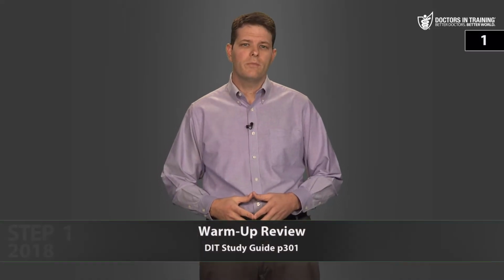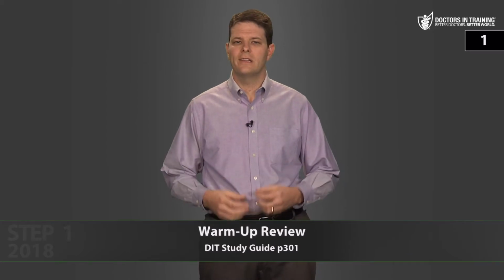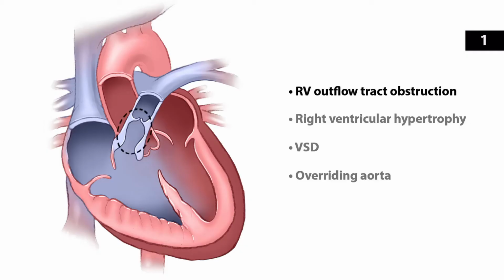This is the warm-up for reproduction 16. First question, what are the defects in tetralogy of Fallot? So you have pulmonary valvular stenosis, right ventricular hypertrophy, a VSD, and an overriding aorta. The opening of the aortic valve kind of sits right over the VSD.